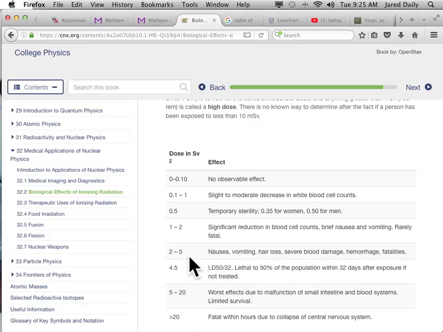At 4.5-ish, it can be lethal to 50% of the population within 32 days after exposure if not treated. So that's pretty intense. There are very few illnesses out there that are 50% fatal. You can count them on one hand. There's just not very many things out there that are that fatal to that many people.